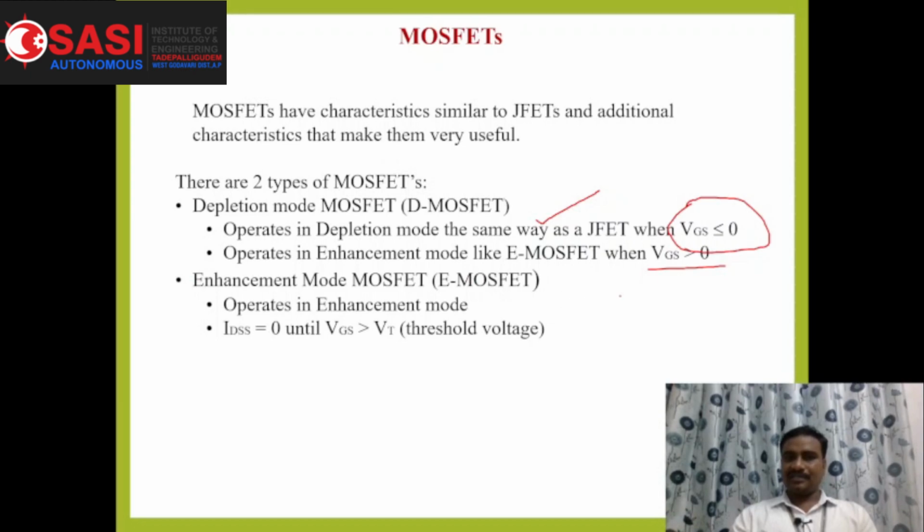Another type of MOSFET is the enhancement MOSFET, which you can call the E-MOSFET. This can be operated in enhancement mode only. The condition is that the gate to source voltage is greater than the applied threshold voltage. Until then, IDSS is equal to 0, and there is no enhancement mode operation. Whenever VGS is greater than VT, IDSS increases from 0 to some extent. Then it operates in enhancement mode of operation.